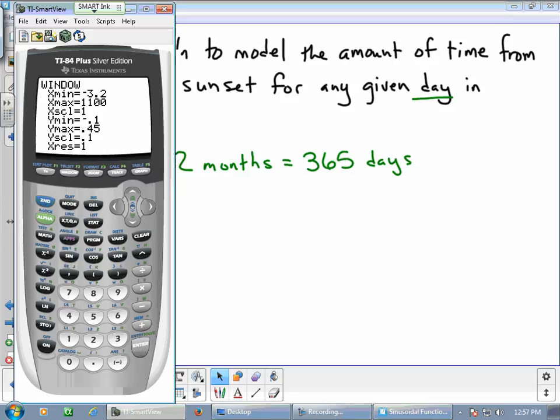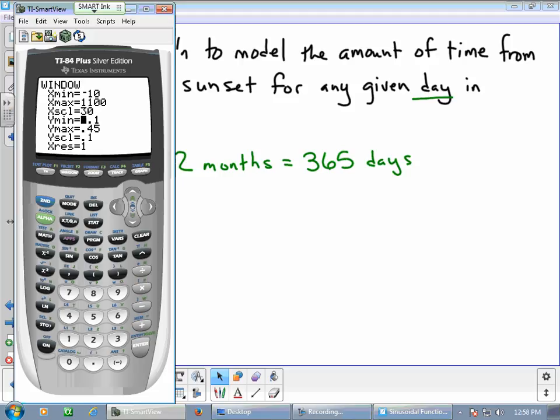Okay, what would be a good minimum? 0? Okay. I'm going to go a little bit to the left of that just to give me a little space on the left. So I'm going to go from -10 to 1,100. And for my scale, I'll have it mark off every 30 days. That would be about every month or so. Now, what you make your X scale is not a big deal.